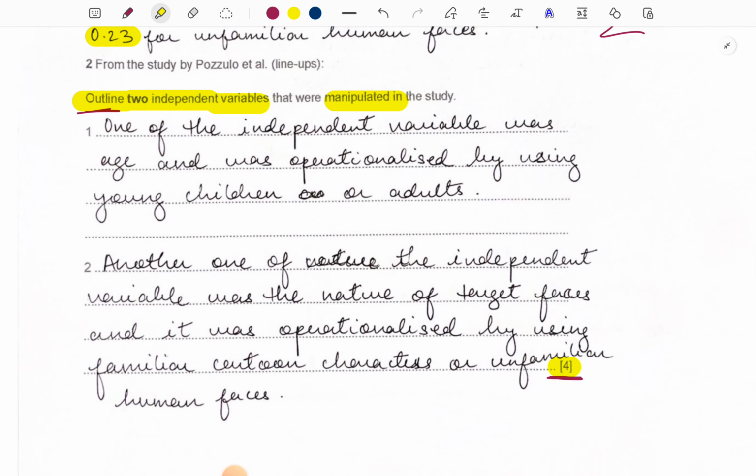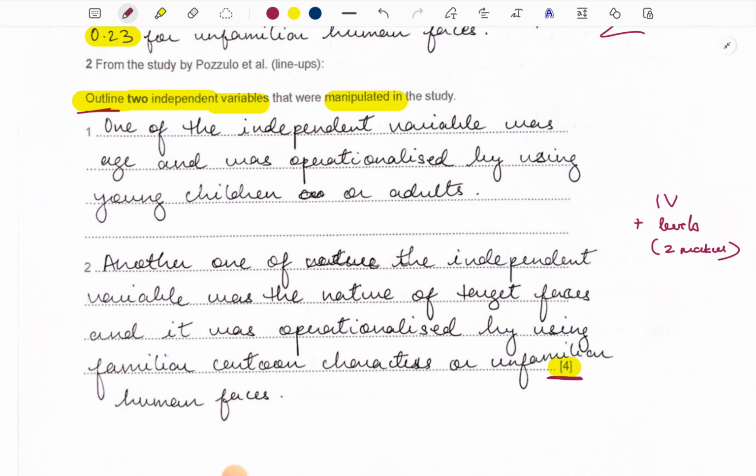So the student has done really well. She has named the independent variable and then given the levels of the IV. That is how it should be written. IV should always be presented along with its levels when it comes to 2 markers. 2 markers in the sense when any one IV has been asked for 2 marks.